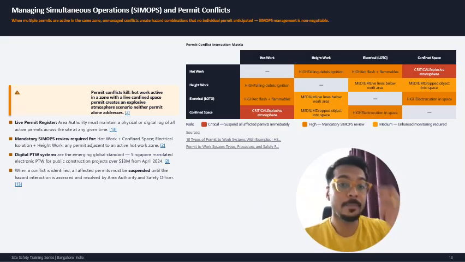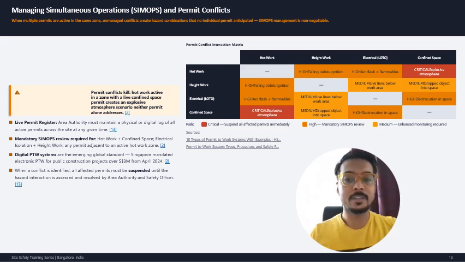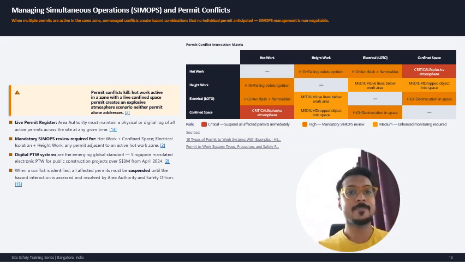So here, this is a very interesting part. You can see there are simultaneous operations, or maybe a clash happening between different permits. Same site, but you have a different work permit there. If there is a clash between different permits, hot work, it is fine. So you can see that different risk is there.